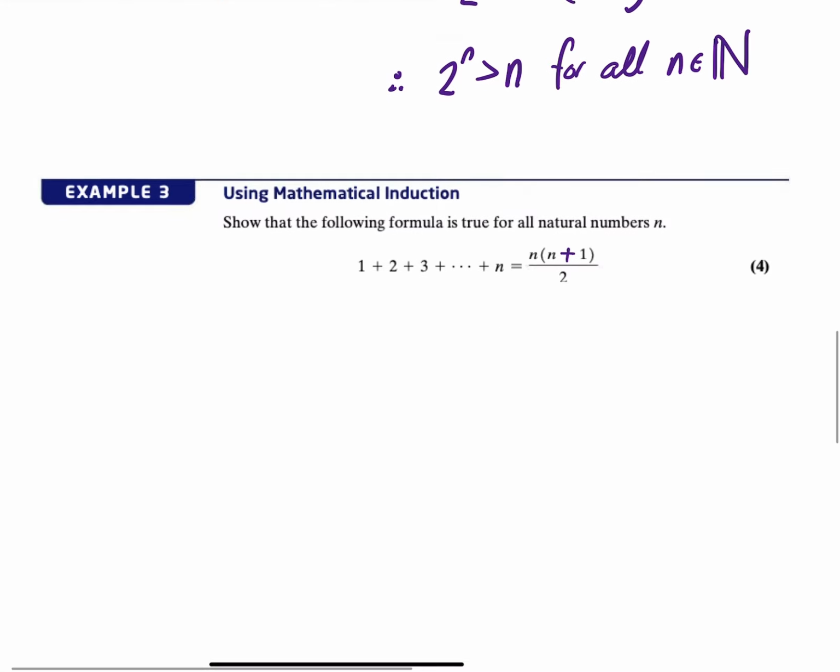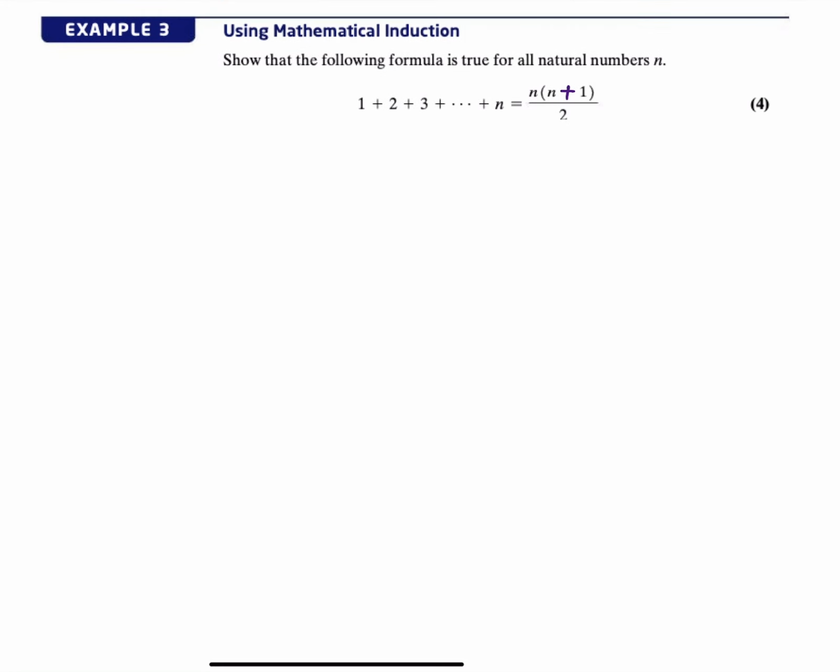In example 3, we see a statement that we've seen from a previous section when we were looking at sequences and series, that the sum of the first n terms is equal to n times n plus 1 over 2. So let's go through that process again. First, let's look at when n equals 1. On the left side, we would just have 1, and this should be equal to 1 times 1 plus 1 over 2. Well, that looks like 1 times 2 over 2, which equals positive 1. So it's true in our first case.